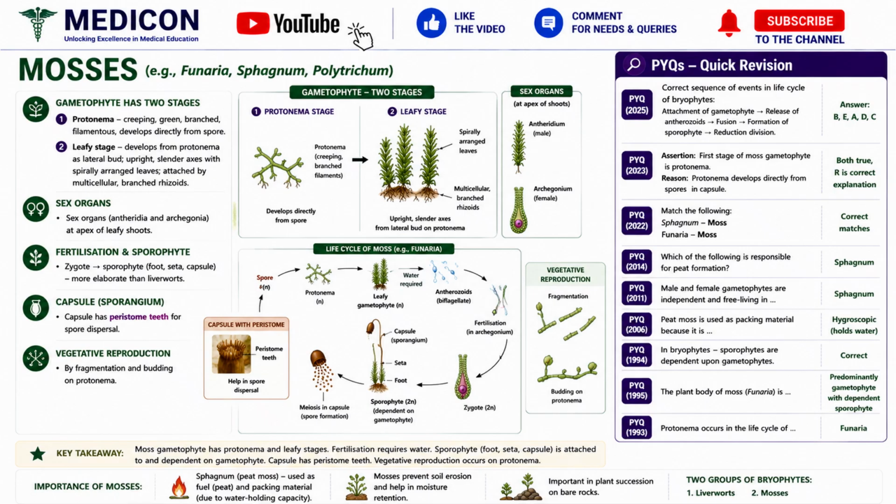Vegetative reproduction by fragmentation and budding happens on the protonema. So vegetative reproduction by fragmentation and budding is seen on the protonema when it comes to mosses.